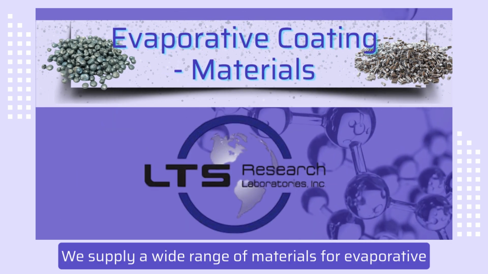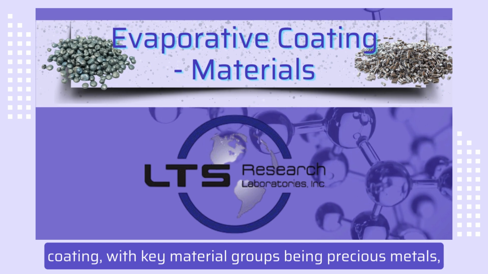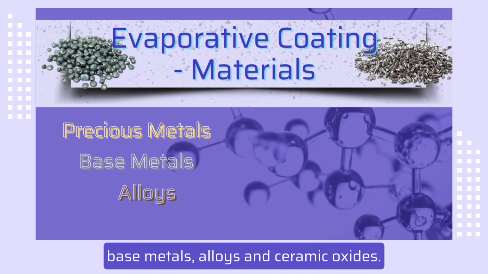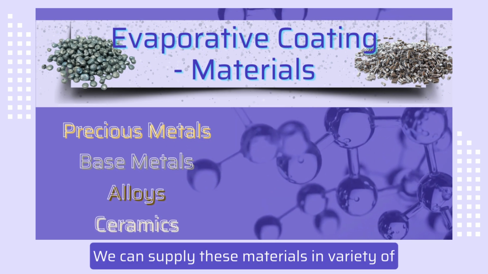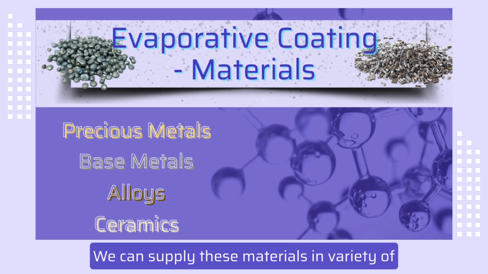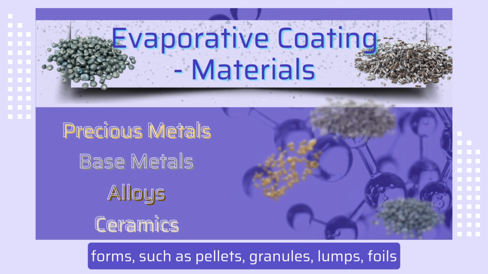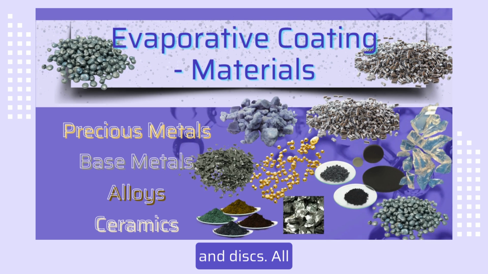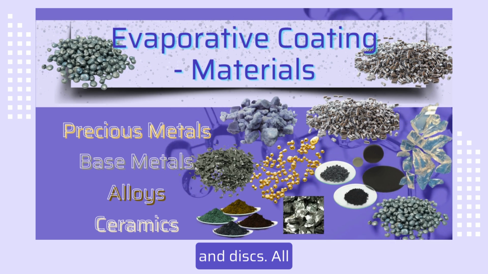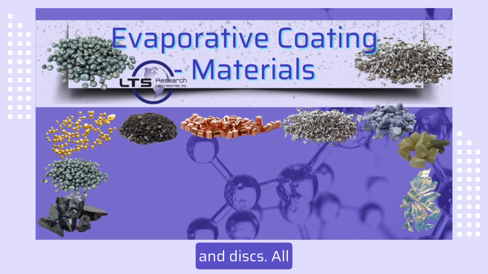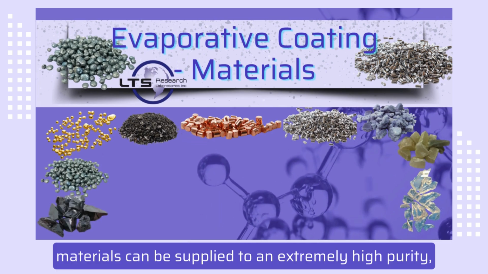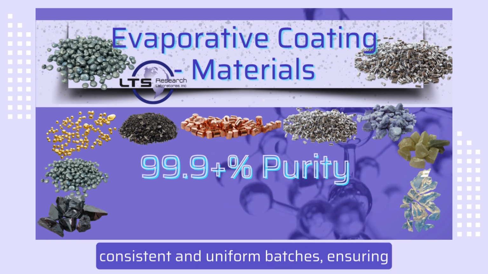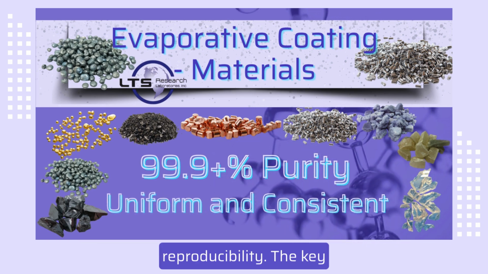We supply a wide range of materials for evaporative coating, with key material groups being precious metals, base metals, alloys, and ceramic oxides. We can supply these materials in a variety of forms, such as pellets, granules, lumps, foils, and discs. All materials can be supplied to an extremely high purity, and our excellent supplier relationships allow us to deliver consistent and uniform batches, ensuring reproducibility.